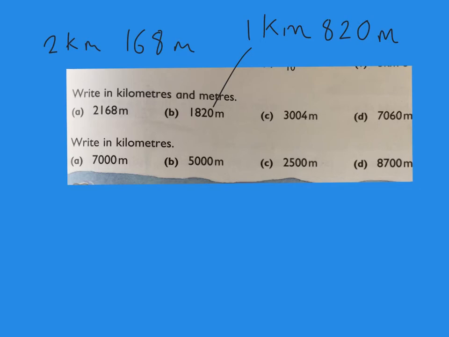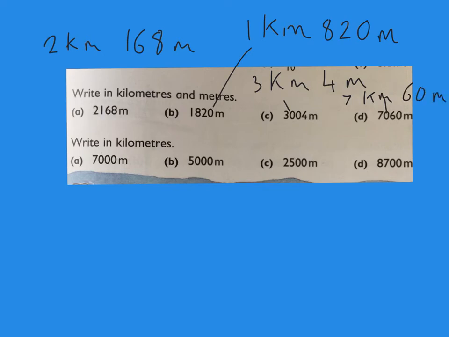Okay, so now I would like you to pause the video because I would like you to complete C and D now in your jotters. Okay, so C, 3,004 meters in kilometers, that is 3 kilometers and just 4 meters. And D, 7,060 meters is, if I have room to write this in, yeah, 7 km, 60 meters.